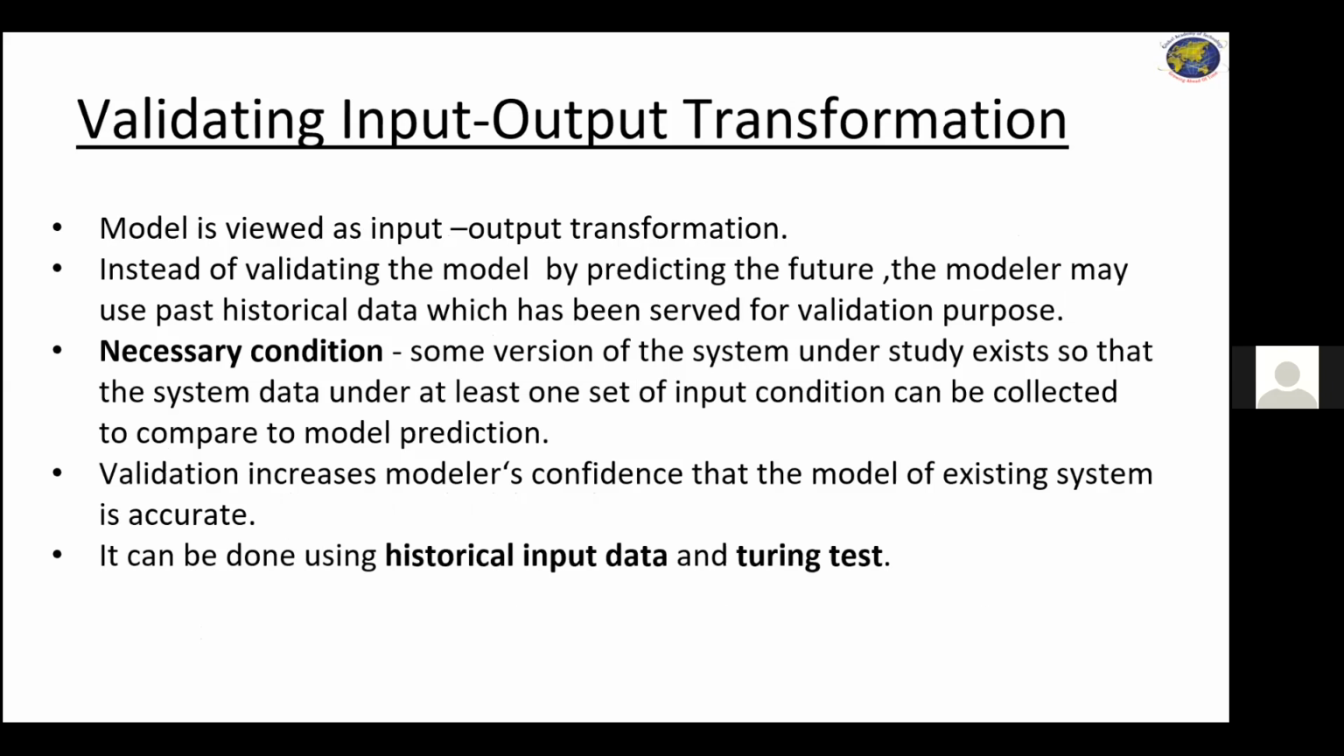Instead of validating the model by predicting the future, the modeler may use past historical data which has been saved for validation purposes. However, one necessary condition for this is that some version of the system under study exists, so that the system data under at least one set of input conditions can be collected to compare model predictions. If the system is still in the planning stage and no operational data can be obtained, complete IO validation is not possible. This type of validation increases the modeler's confidence that the model of the existing system is accurate. It can be done using historical input data and the Turing test.